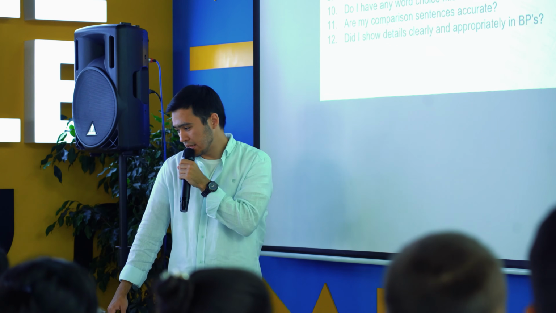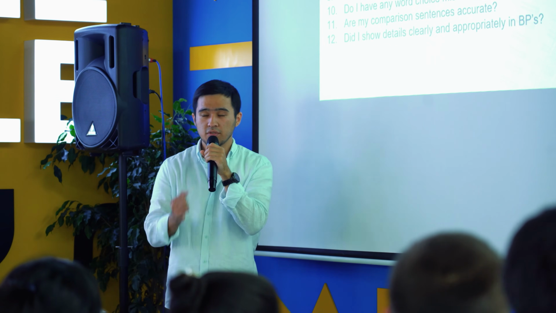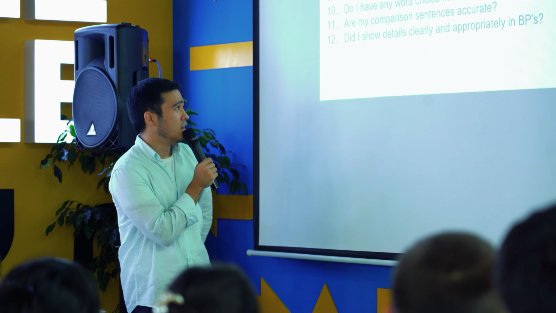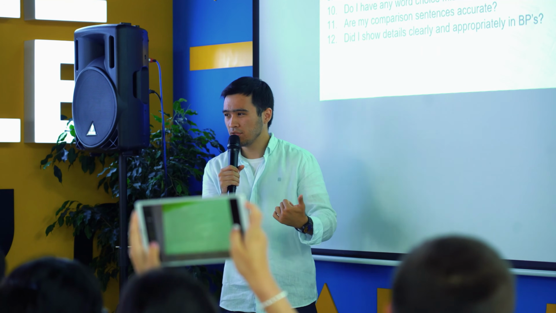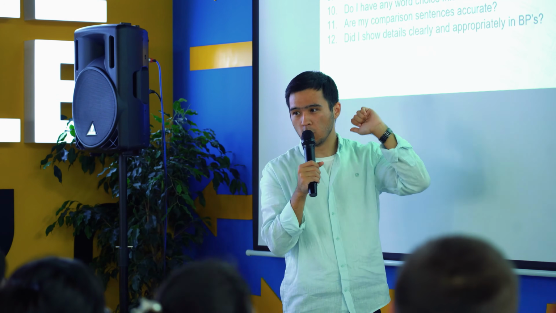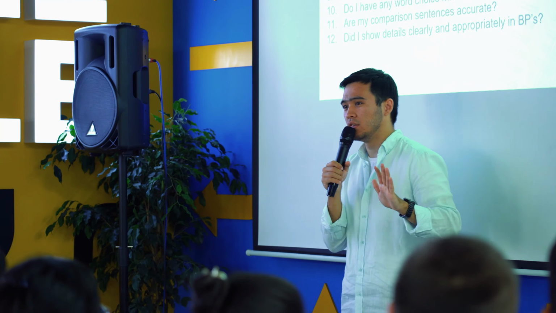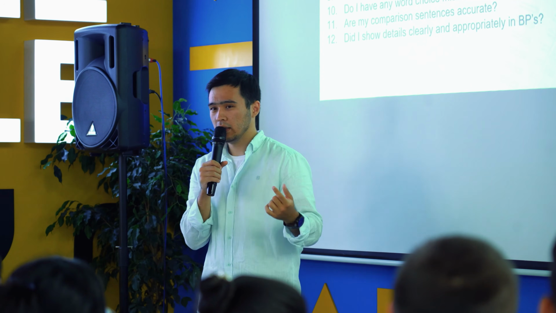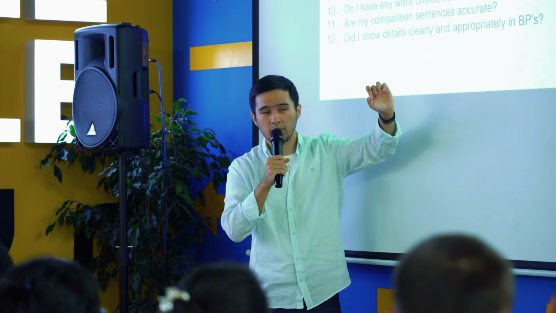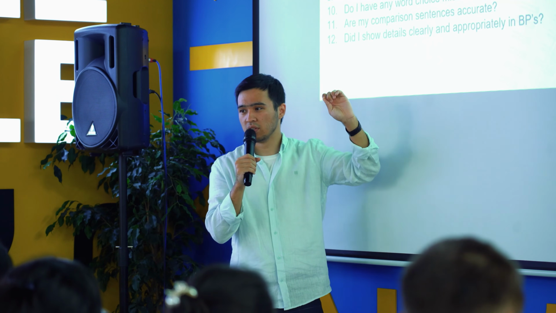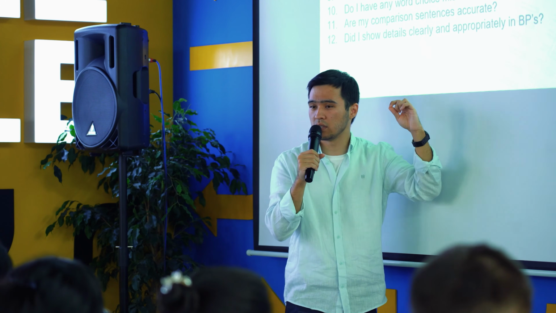Did I show details clearly and appropriately in the body paragraph? Another headache for students and for teachers as well. They do not show full details. Let's say you have 1 point in a line graph. What are the things you have to mention? You have 4 lines. No, just 1 point from the line graph, in the middle, any point, okay? Imagine there is a line graph, it reaches a peak and decreases. So if you want to just describe 1 point, there are a couple of things you have to mention. What are those?